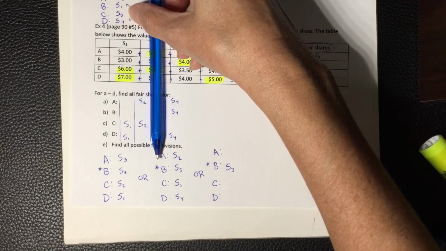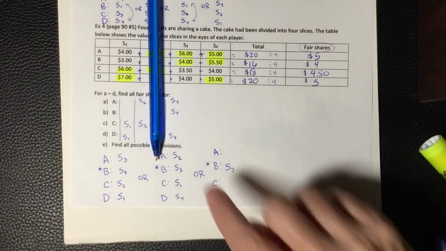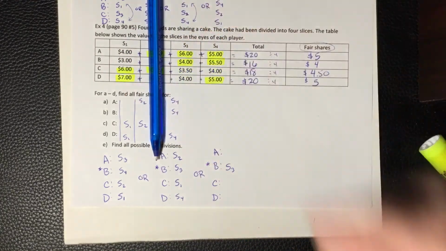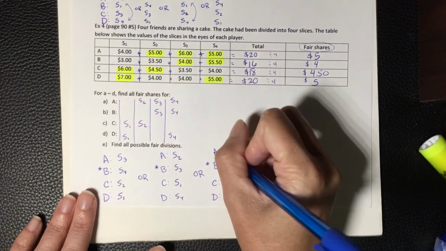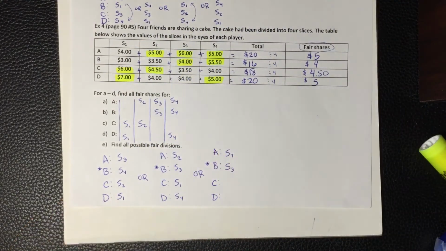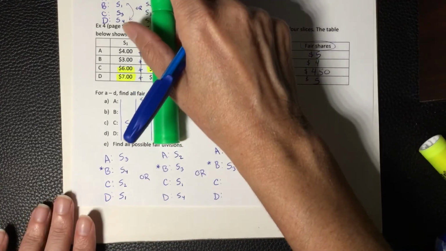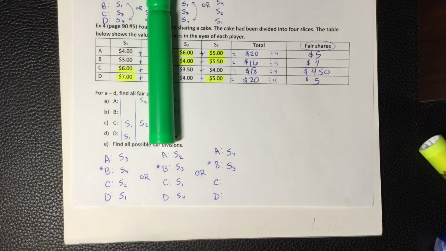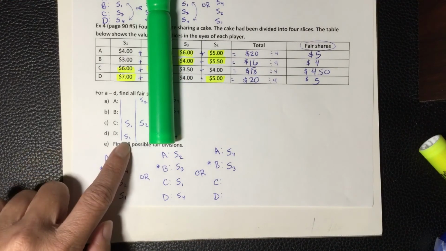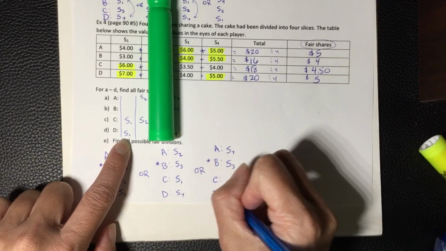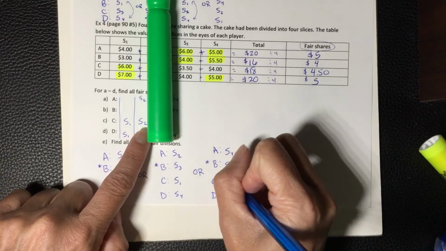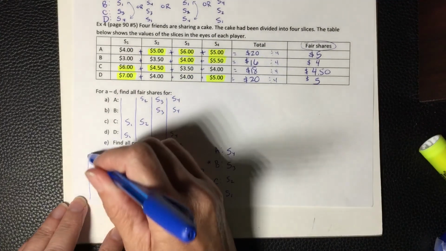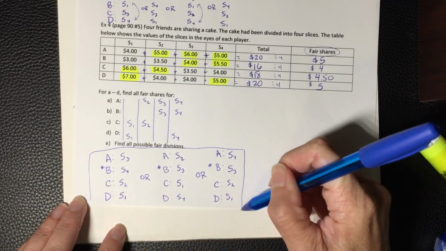Now remember, on my previous one, I gave share 2 to A. So if I don't give him share 2, I would have to give him share 4. So we'll give share 4. Now 4 and 3 are both out. Okay, so if you notice, that narrows down the last person. The only thing they have left is share 1, and then that gives C share 2. And it looks like that would be all of our possible fair share divisions.